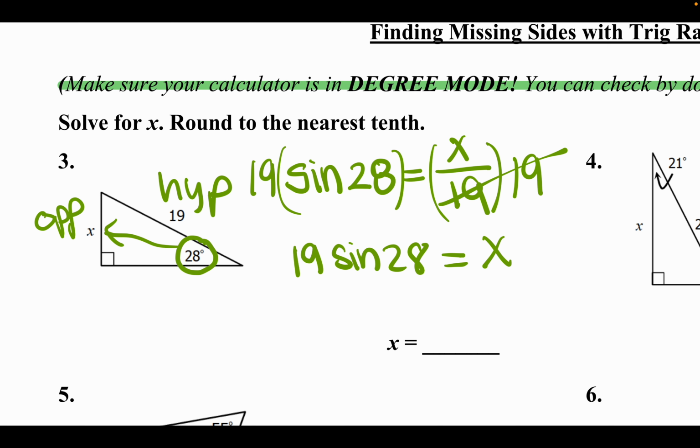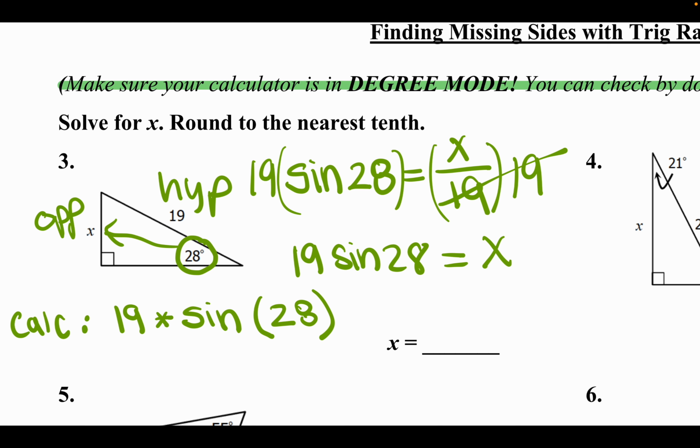Now, when you type this in your calculator, you're going to do it exactly like this. In your calculator, you're going to do 19 times sine, and it will come up with its own parenthesis. Then you're going to put 28, then you're going to close your parenthesis. Just get in the habit of closing it. Sometimes if you forget to close it, it will still calculate the same, but it's just a good habit because sometimes we will be dividing or having sine in a different spot. So just get in that habit of closing your parenthesis.